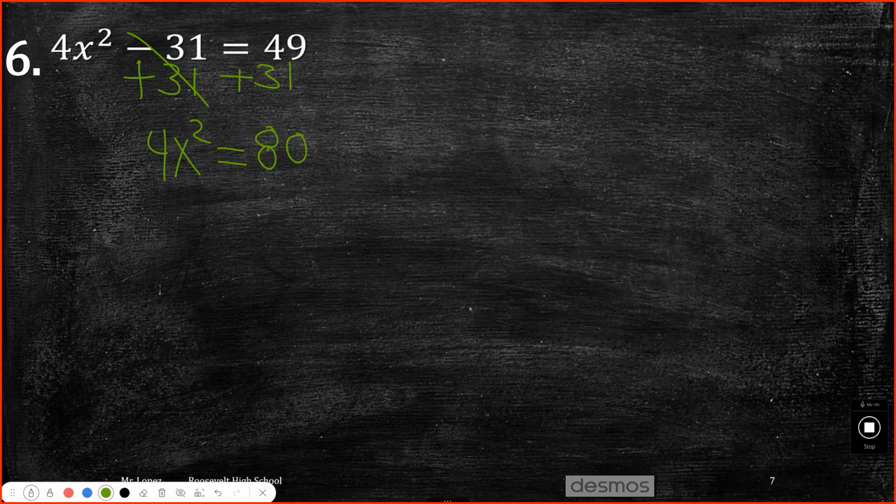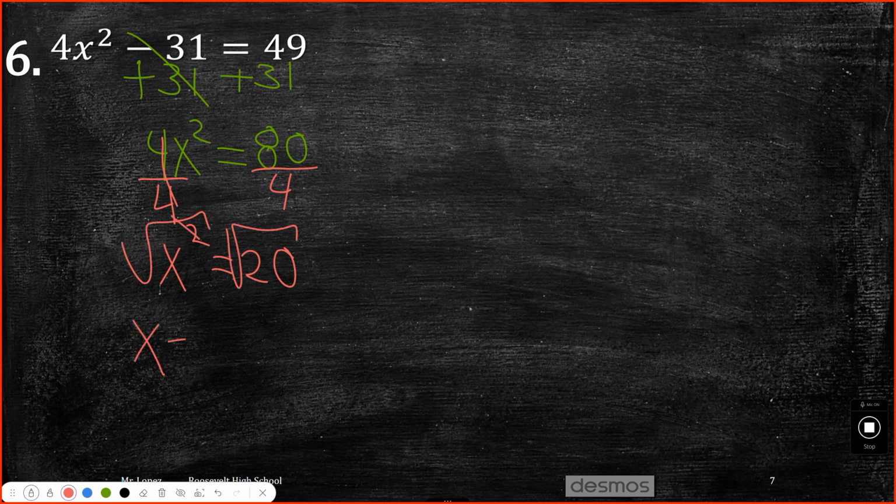What's the next step? Divided by 4. 80 divided by 4 is 20. Now what do I do? Square root it. So x is going to equal the square root of 20.